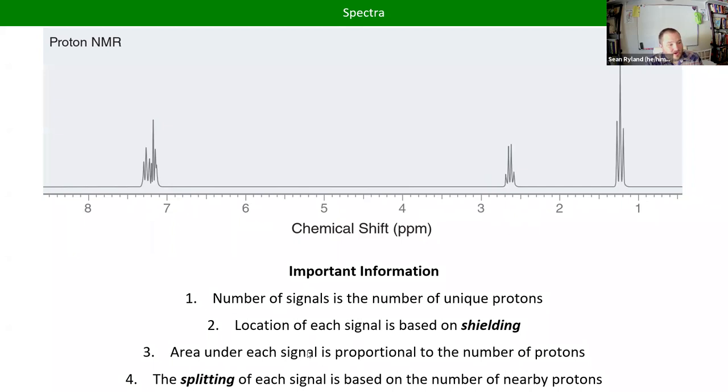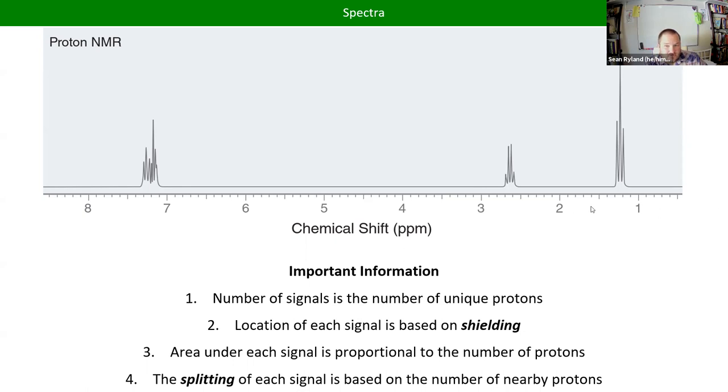And again, area under each signal is going to be proportional to the number of protons. So we can integrate this to get the number of protons in each signal. And then we also had to deal with the splitting, right? If it was a quartet versus a triplet versus a doublet, that told us about how many protons were attached next door. So a lot of information in proton NMR.